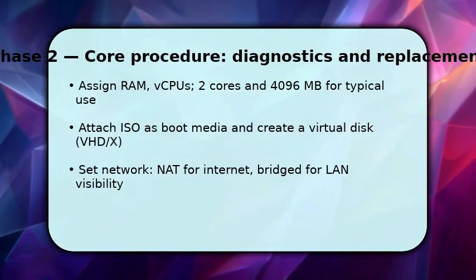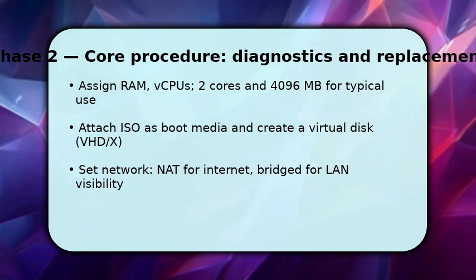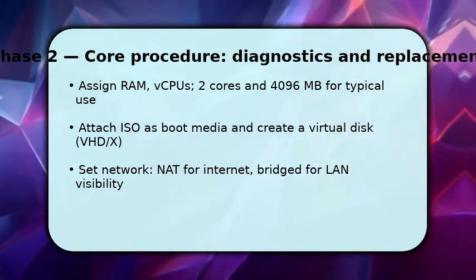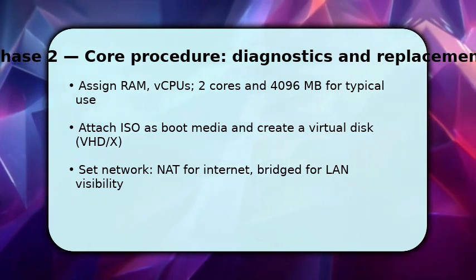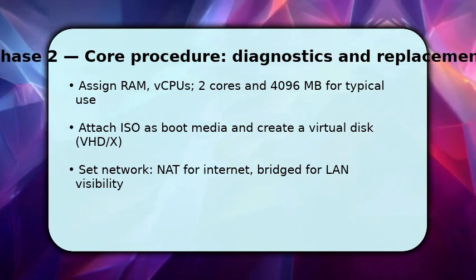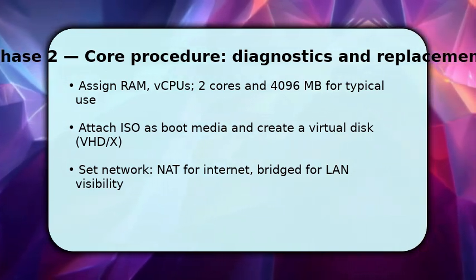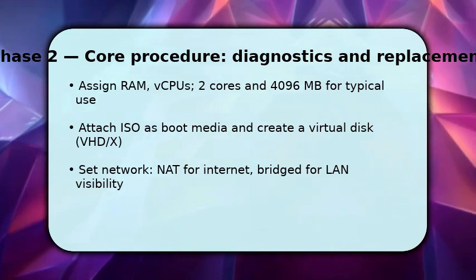Now configure the VM, allocate RAM and vCPUs, balance performance and host needs. For common desktop use, choose 2 cores and 4096 MB. Create or attach a virtual disk, picking VHDX for Hyper-V for resilience, and set the disk size to at least 20 GB. Attach the ISO as the VM's optical drive so it can boot the installer.